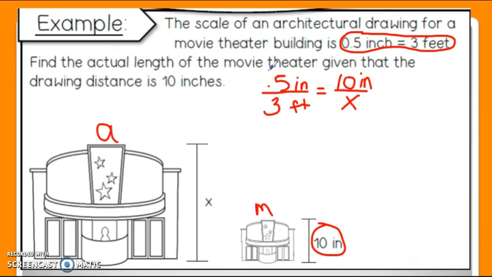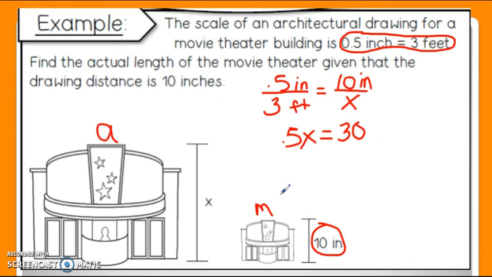I'm going to cross multiply, so I'm going to take my 1/2 inch and multiply it by x. I'm not going to include my labels anymore because that would make it a little confusing. And that's going to be equal to cross multiplying in the other direction. 3 times 10. And that gives me 30.